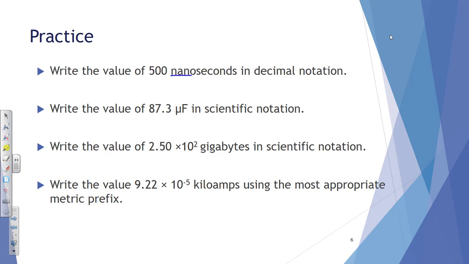500 nanoseconds. Well, what does nano mean? That means 10 to the negative 9. So we can say that that is 500 times 10 to the negative 9 seconds.